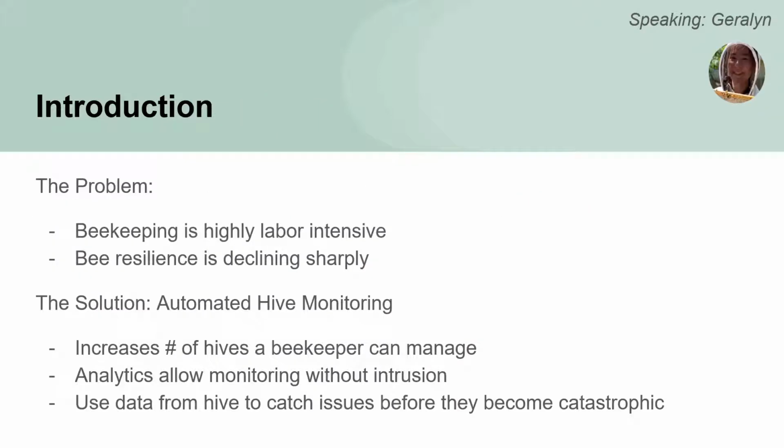Bees are the world's #1 pollinator and are responsible for nearly a third of the food that we eat. However, bee resilience has been in sharp decline in recent years due to unsustainable agricultural practices, pesticides, and disease. Beekeepers are more important now than ever, but few people are choosing to enter the profession due to incredibly high labor costs. Our solution is an automated hive monitoring system that would increase the number of hives a beekeeper can manage and allow monitoring without intruding on the hive.